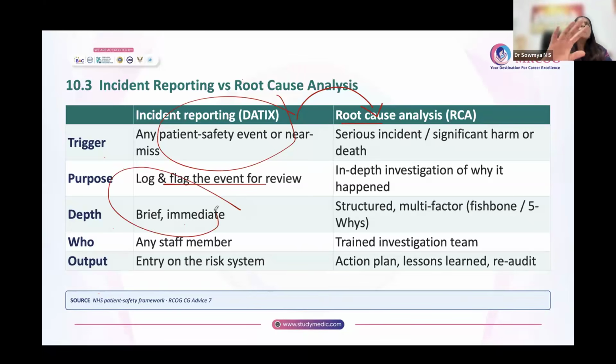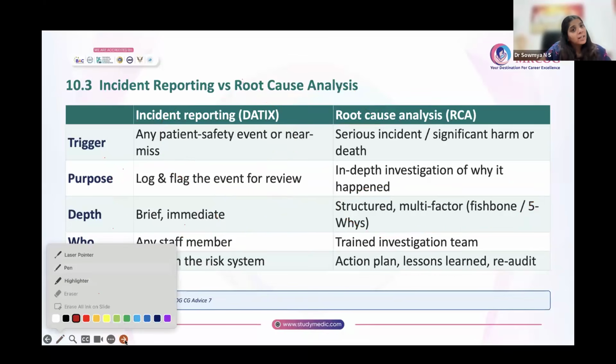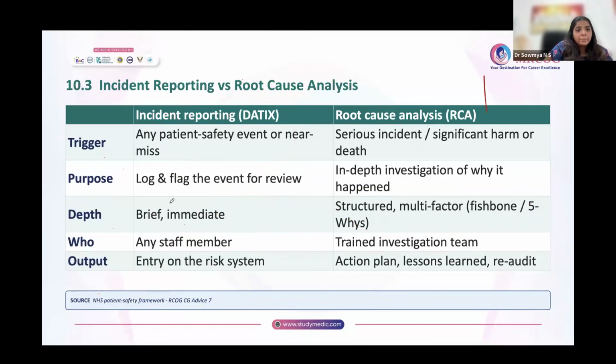This would be very brief. Anybody using the DATIX system will put in an incident report, but root cause analysis has a structured multi-factor analysis. Anybody can do the incident report, but for root cause analysis, it's the clinical governance team. What is the output? For an incident report it is just an entry into the risk system, but root cause analysis always gives lessons learned, and you are going to implement the changes, and again recheck whether this is done or not. Remember, root cause analysis is for one event, audit is for multiple cases.